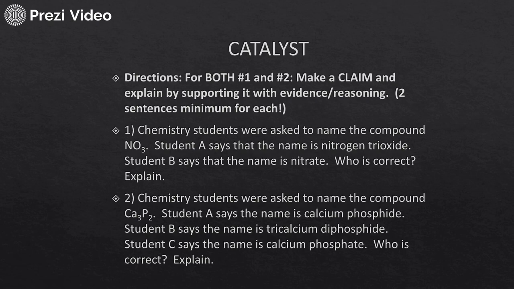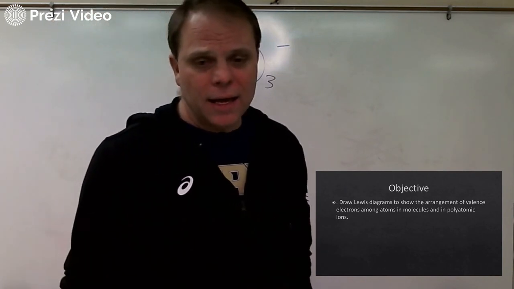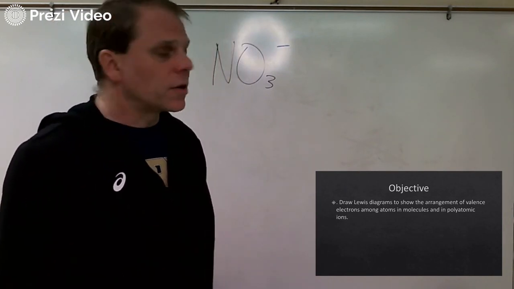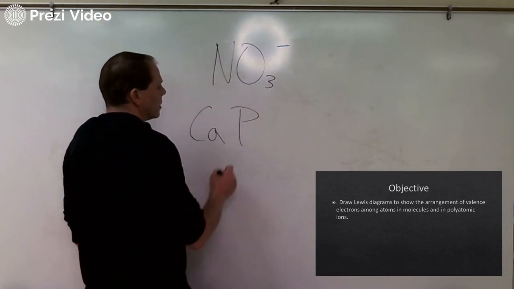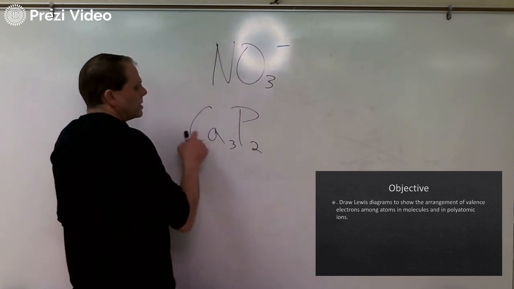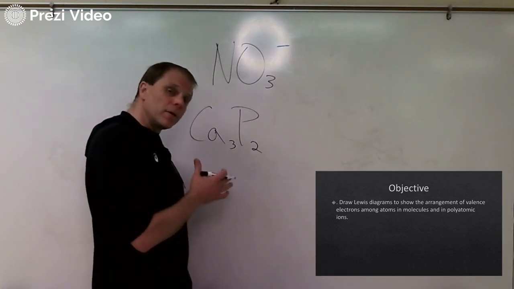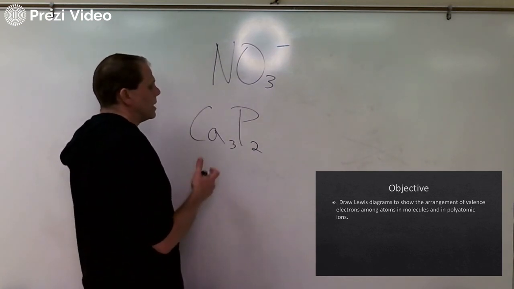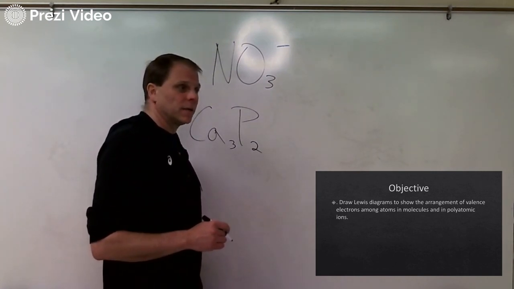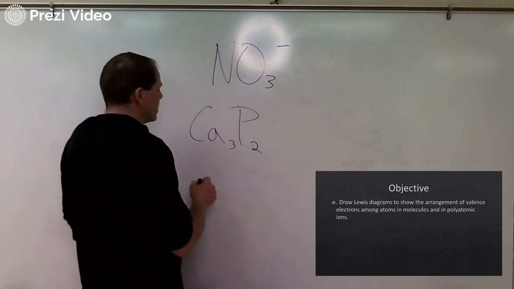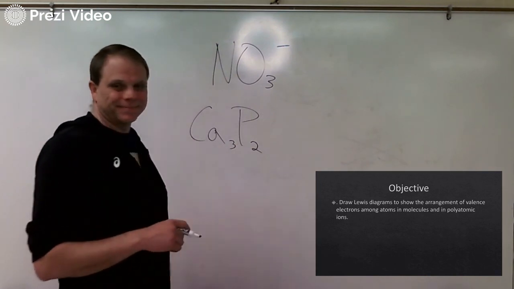All right, and so our answer in this case is calcium phosphide. Student A is the one that's correct. Why? Well, because calcium is a metal and phosphorus is a nonmetal. And so this is a metal-nonmetal combination. It's an ionic compound. And so the first question, remember, you have to ask about naming a new compound is is it ionic or is it covalent? Because those two ways of naming things are different from each other. Okay? And so that would be the name of that one.